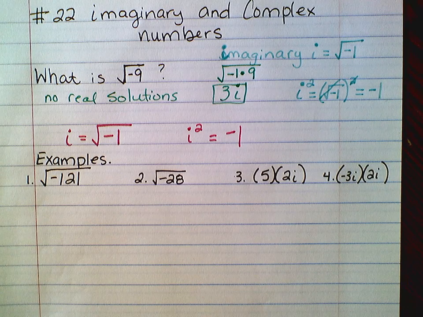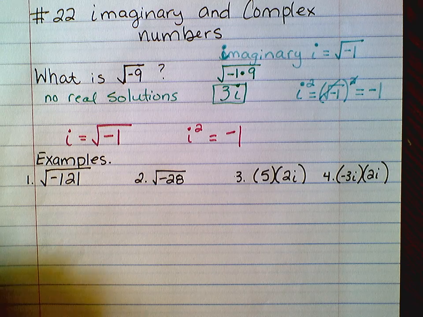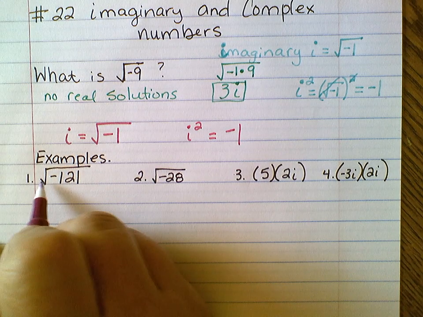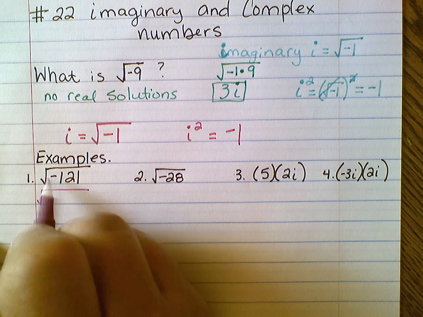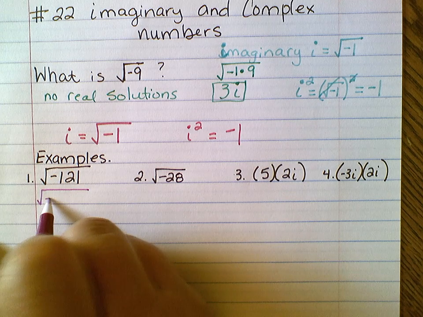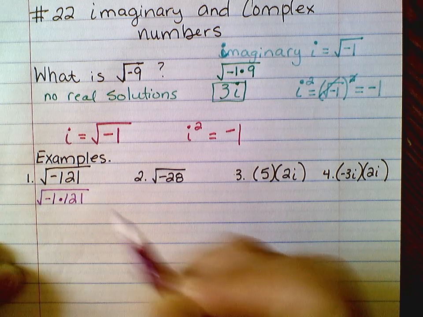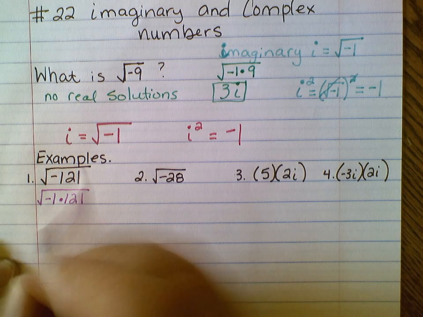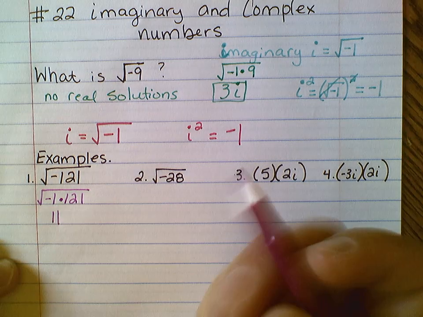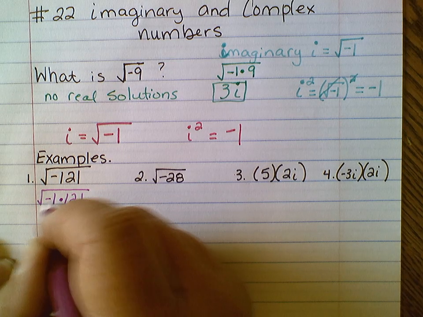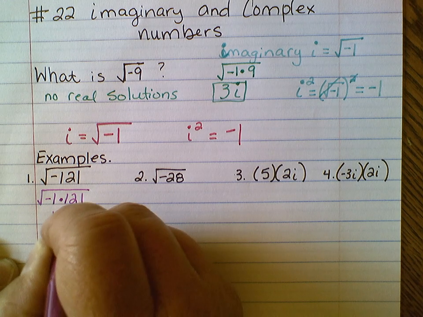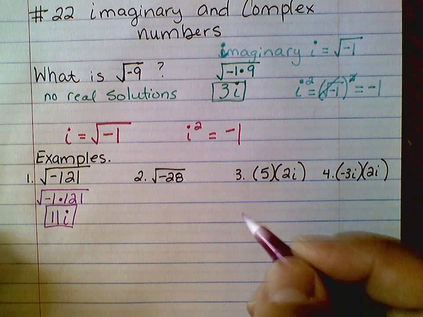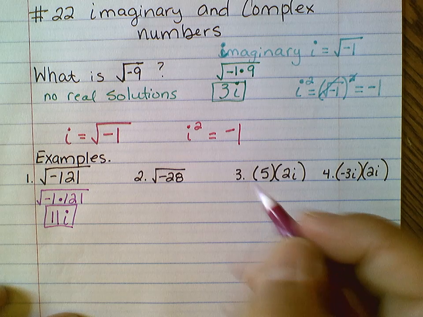So here are some examples of using the i in our answers. If we have this square root, I can split it up into -1 times 121 because I know that 121 is the perfect square of 11. And then that square root of -1 is going to give me i. So here is my solution for that one.